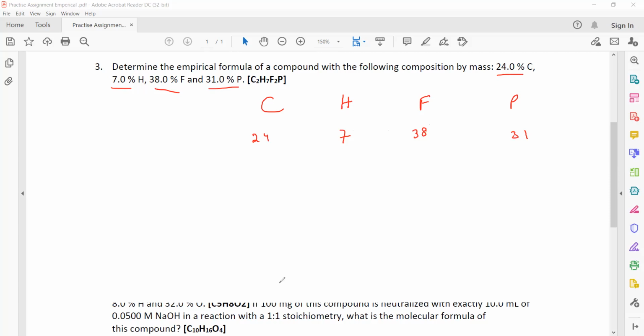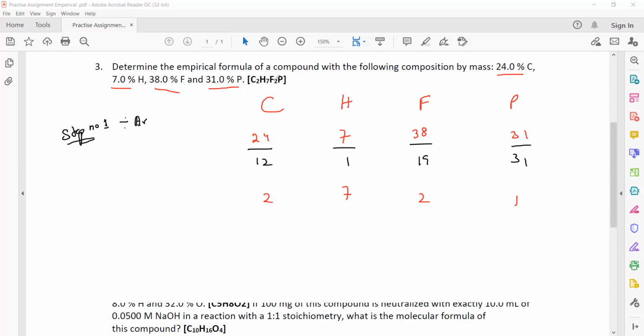The elements present are carbon, hydrogen, fluorine, and phosphorus. Step 1 when finding the empirical formula is to divide by relative atomic mass. We use the periodic table: carbon is 12, hydrogen is 1, fluorine is 19, and phosphorus is 31. So 24 divided by 12 is 2. 7 divided by 1 is 7. 38 divided by 19 is 2. And 31 divided by 31 is 1.